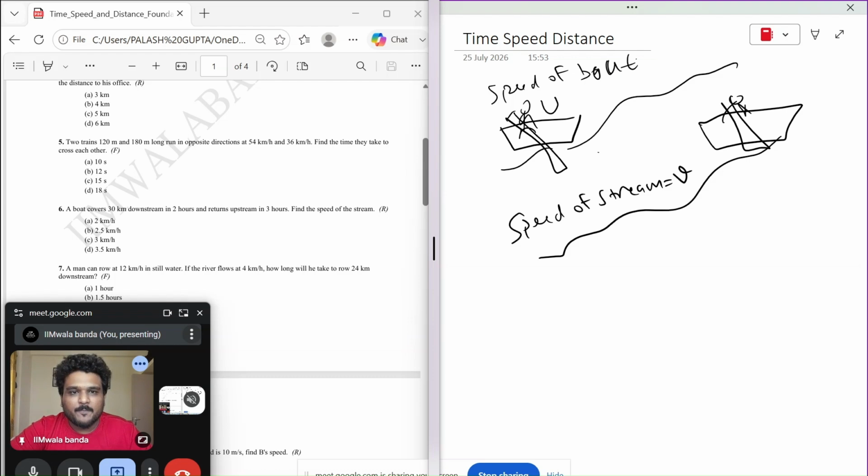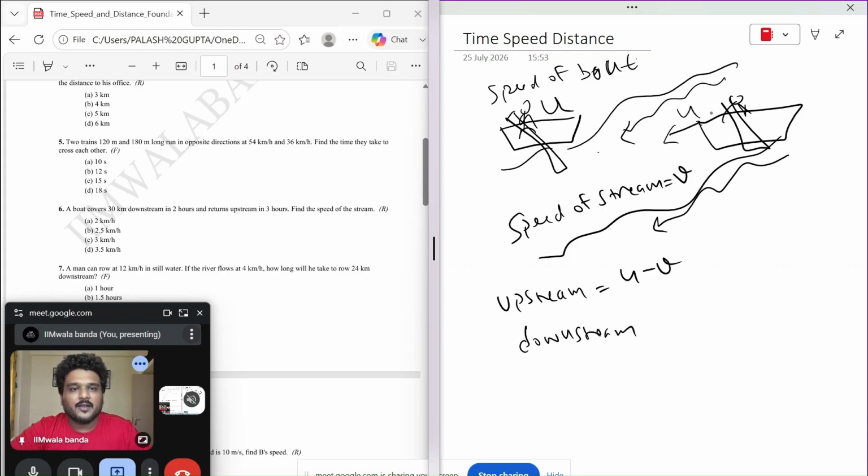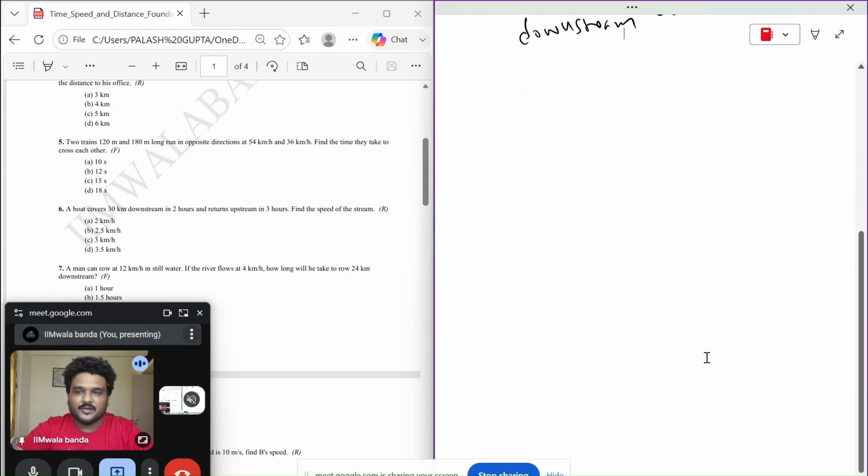Let me make it like U. And in general, if we look at it, while I'm going upstream, let's say the river is in this direction, okay? So if you look at it, I would have climbed with speed U, but because there is water current, my speed will get decreased to U minus V. And when I'm coming downstream, it's only going to help me reach fast. So it will become U plus V. And this is the crux of all the questions in downstream and upstream. Okay, so let's do a question.